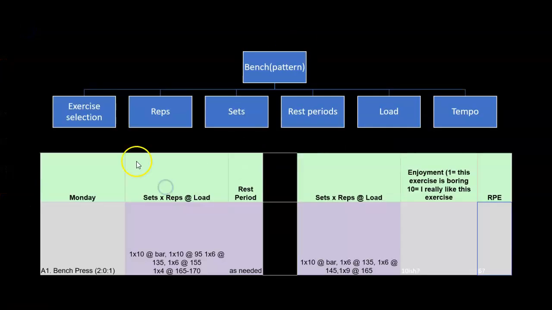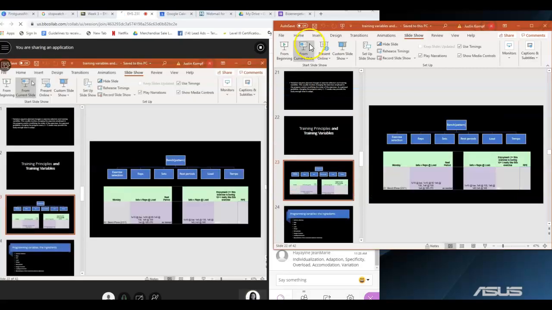Now we'll talk about training variables. Every movement pattern is going to necessitate a specific exercise. So if my movement pattern is a horizontal push, I might pick a bench press as that exercise. Now, when we put that into a program, we need to consider reps, sets, rest periods, load, and then tempo.